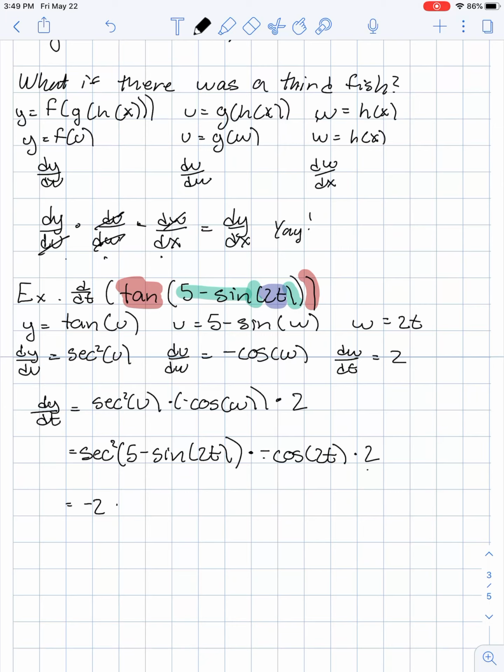And we're done. If you want to simplify it, you can just take that negative and the 2, and bring it up front if you want.